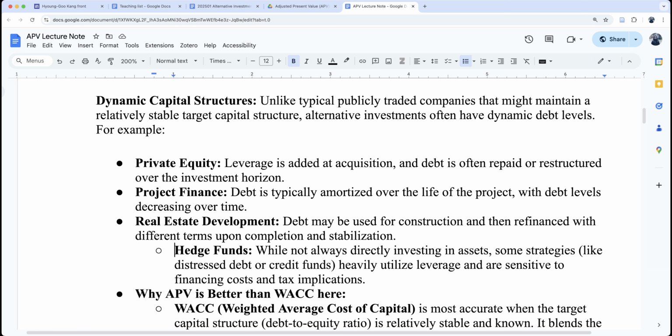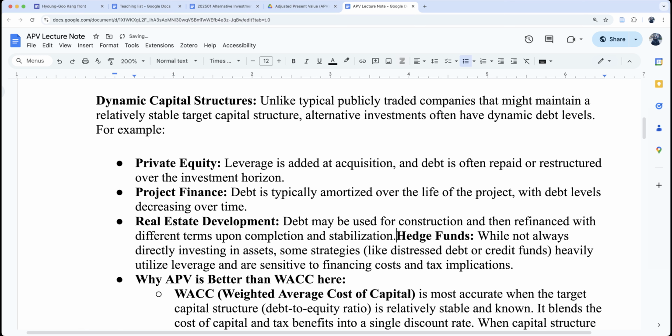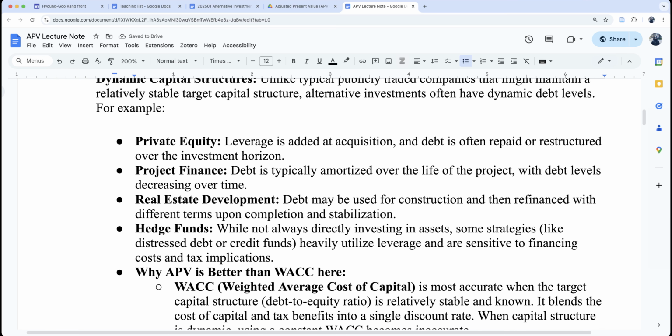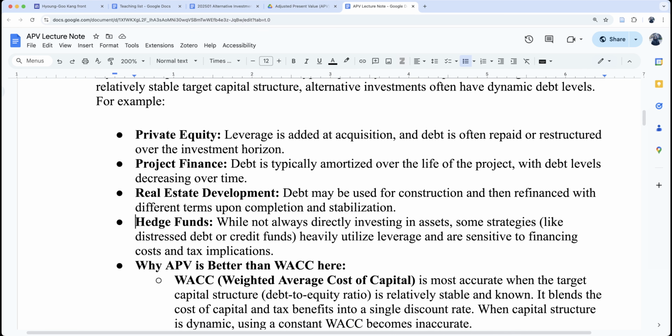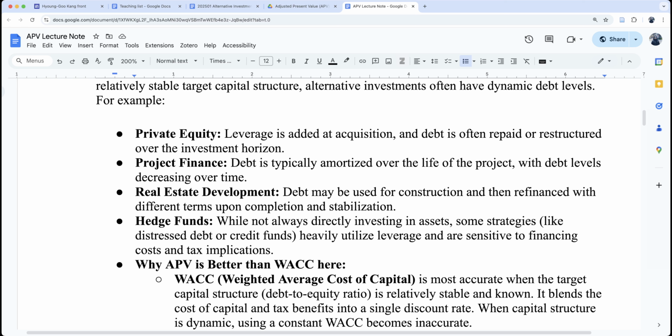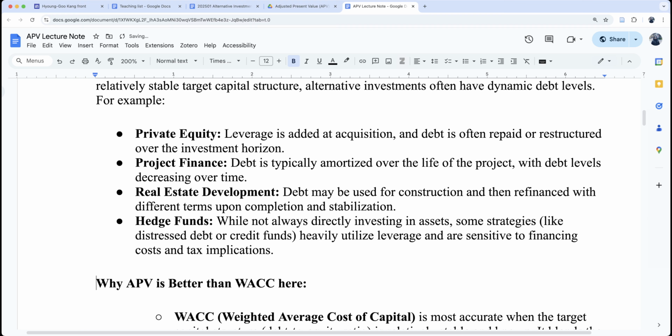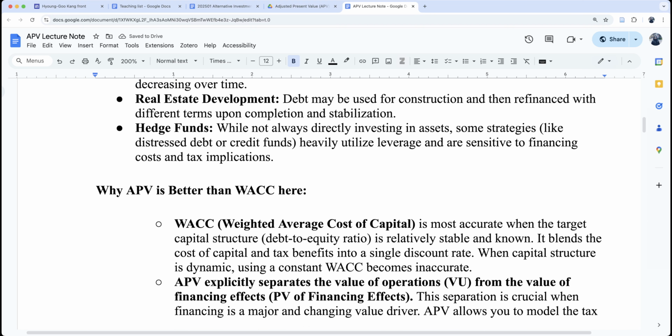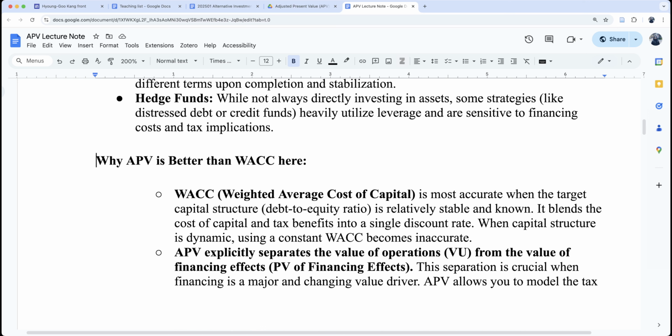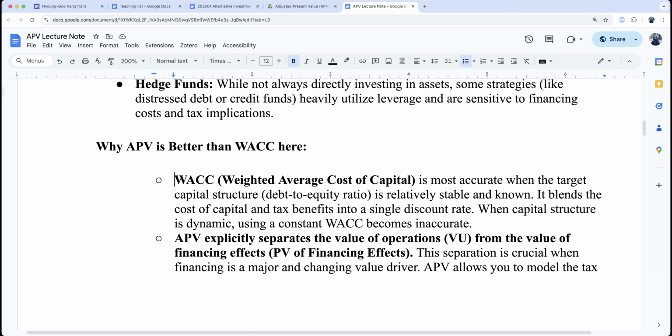Now, hedge fund. Well, hedge fund is a bit nuanced. While not always directly investing in assets, some strategies, like distressed debt or credit funds, are debt oriented. Some hedge funds are specialized in debt or credit. Then they have to use APV. They heavily utilize leverage and are sensitive to financing costs and tax implications. So it is straightforward why APV is better than the weighted average cost of capital here. Well, WACC, weighted average cost of capital.